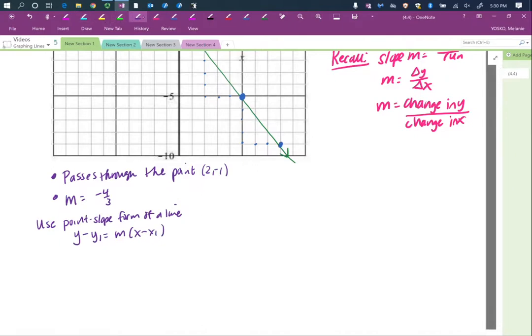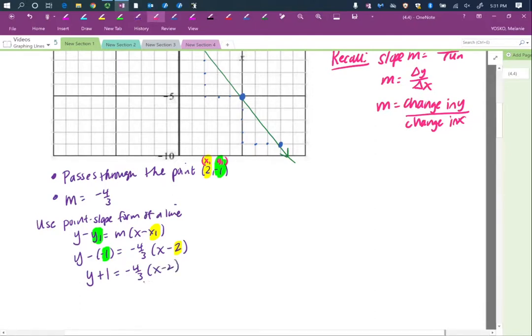So when you're looking at this, the point is (x1, y1). That's how we're going to label it. So we can plug in each piece. y minus -1 equals the slope, -4/3, times (x minus x1, which is 2). So we've replaced x1 with 2, and y1 is -1, so instead of y1, we've written -1. So we clean it up. We have y minus a -1, which turns into y plus 1, and we have -4/3 times (x minus 2).